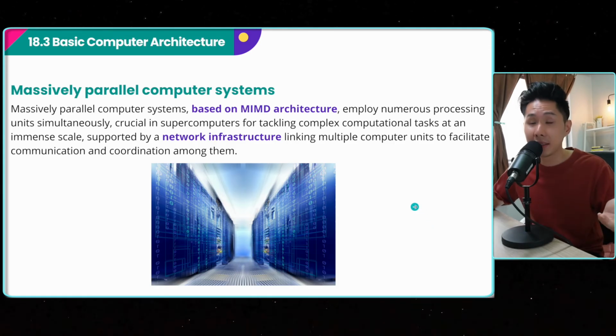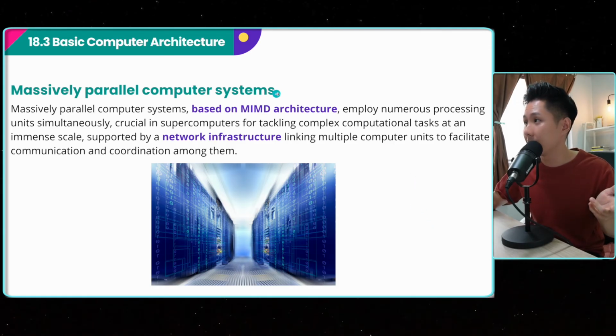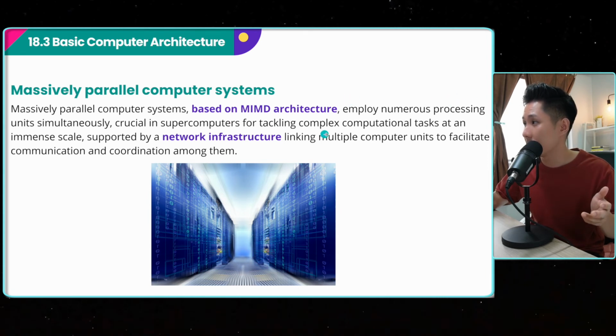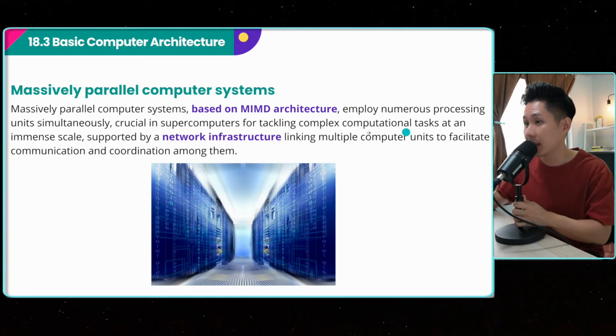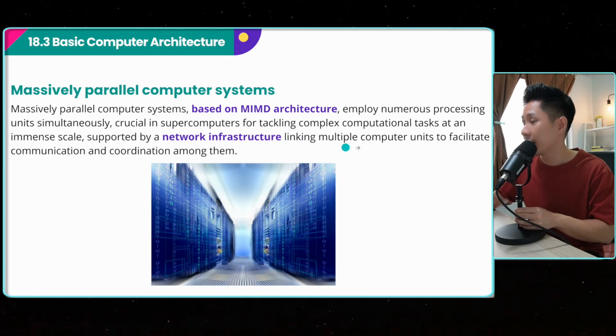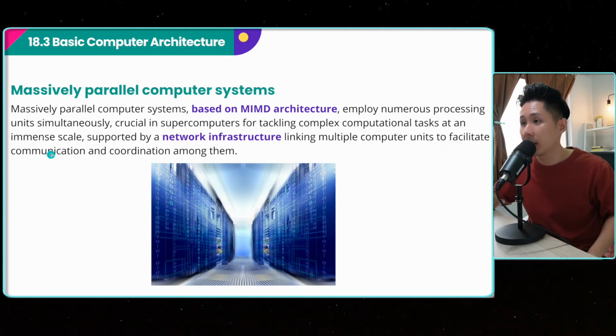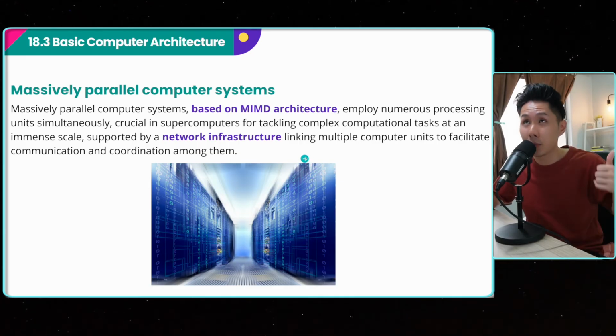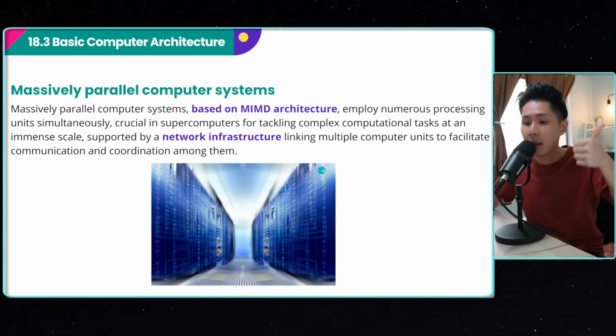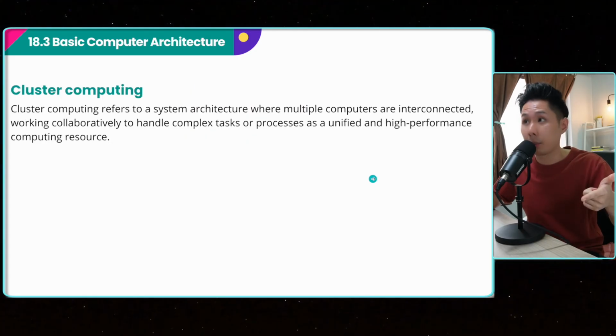So let's look at the massively parallel computer system. This is a system based on MIMD architecture. They have a lot of processing units, crucial in supercomputers for tackling complex computational tasks at an immense scale. It is supported by a network infrastructure, linking multiple computer units to facilitate communication and coordination among them. So this is when we have multiple processing units, each of them taking multiple data streams.